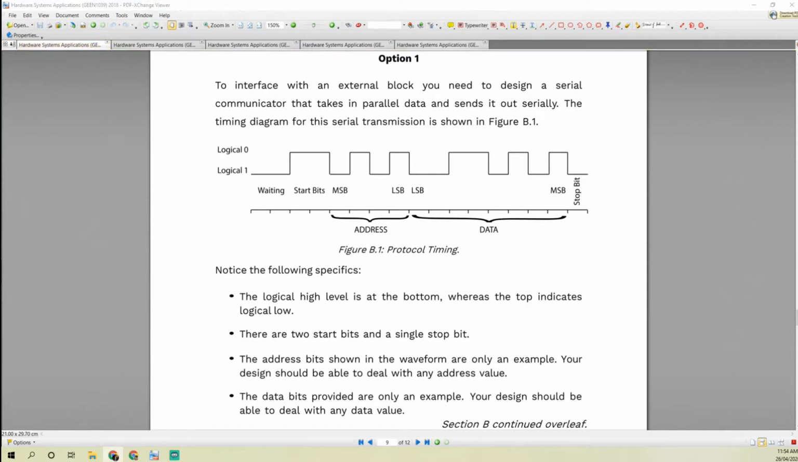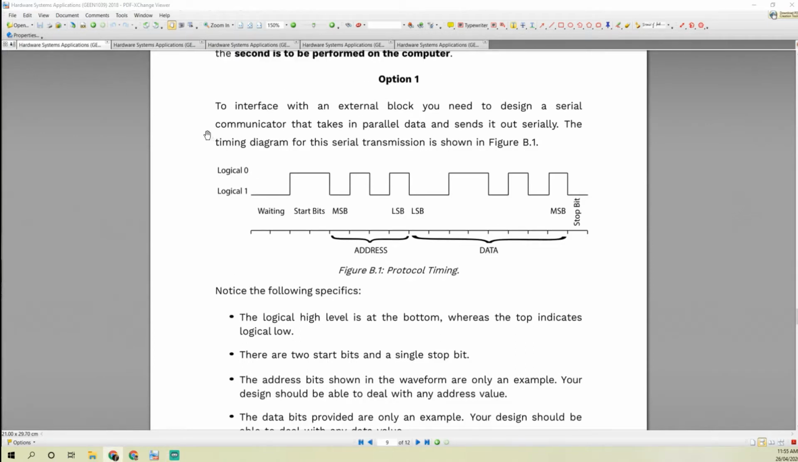Okay. Now, before realizing what the interface of the entity will look like, and before thinking about the finite state machine diagram, we need to actually understand what serial communication is and how serial communication works. Okay, so let's just read through the question once, and then I'll explain it a little bit.